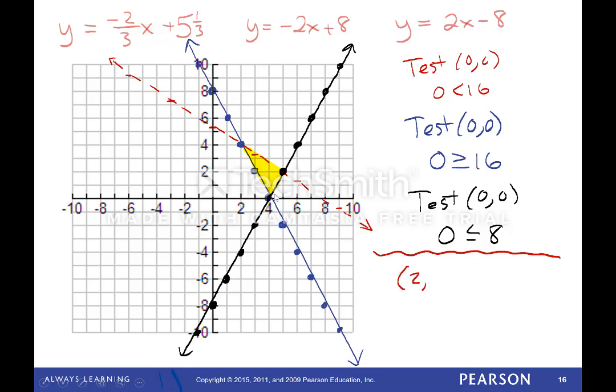So I got the first corner labeled as, looks like 2, 4. It's this one right here. Then we have the next one labeled as 5, 2, which is this one here. And then the last one is 4, 0. So there it is. There's my graph and also my labeling of the corners themselves.